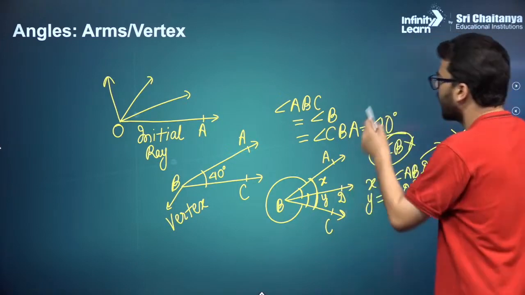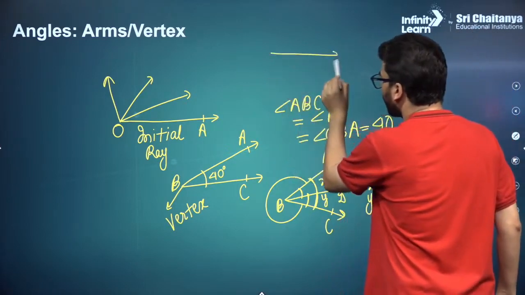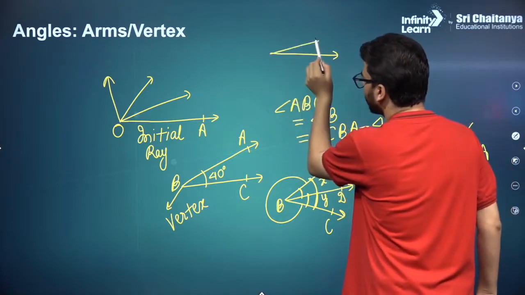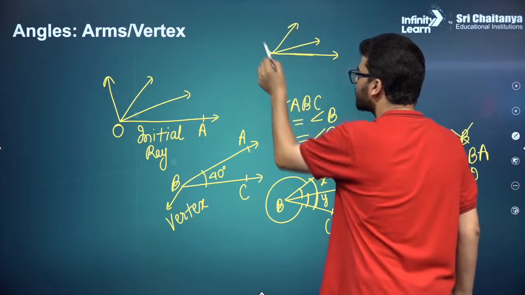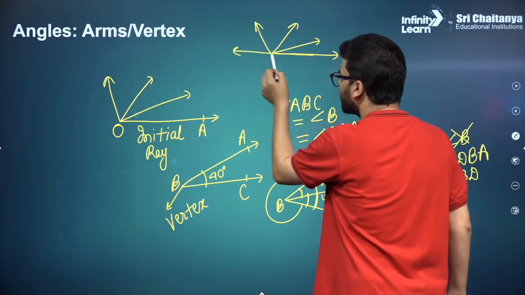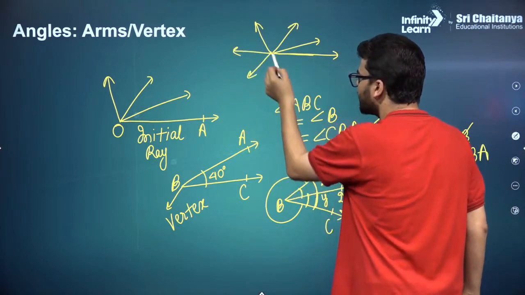Okay, and one more thing. Suppose I've got one ray over here. So I've started with this thing, right? This is the initial ray. Now I'm basically rotating it, so it keeps on rotating like this. It can be like this, it can be like this, it can be like this.